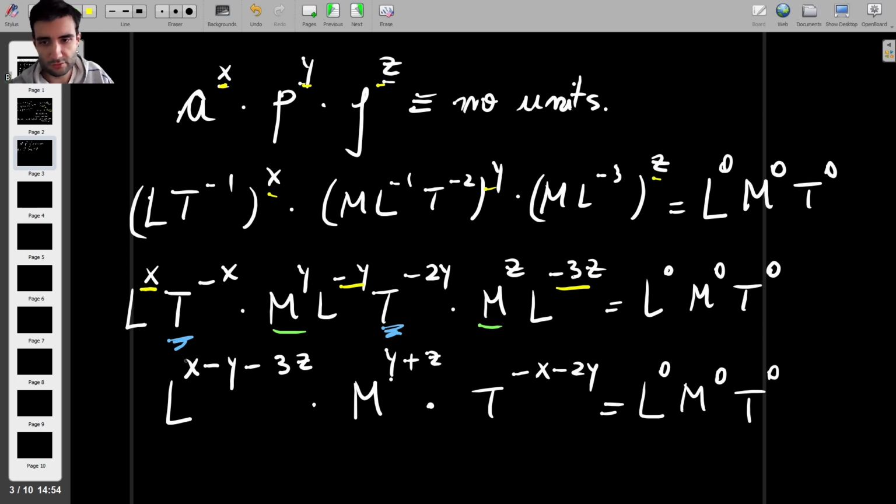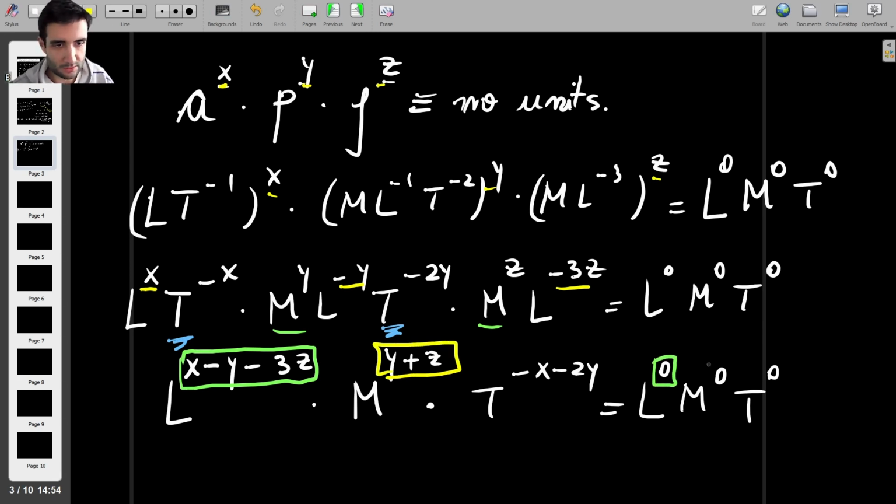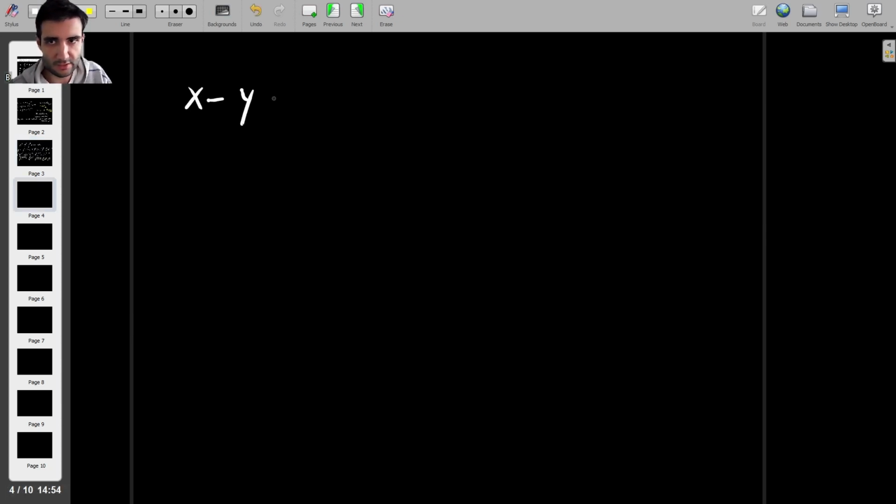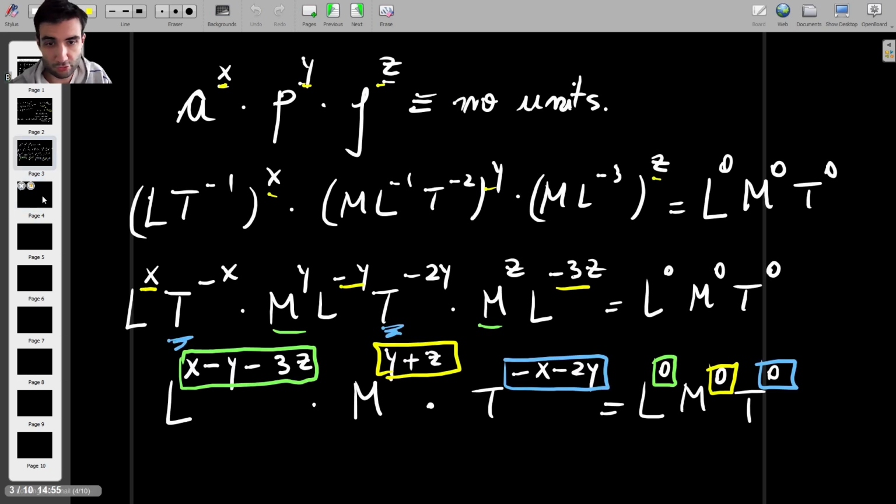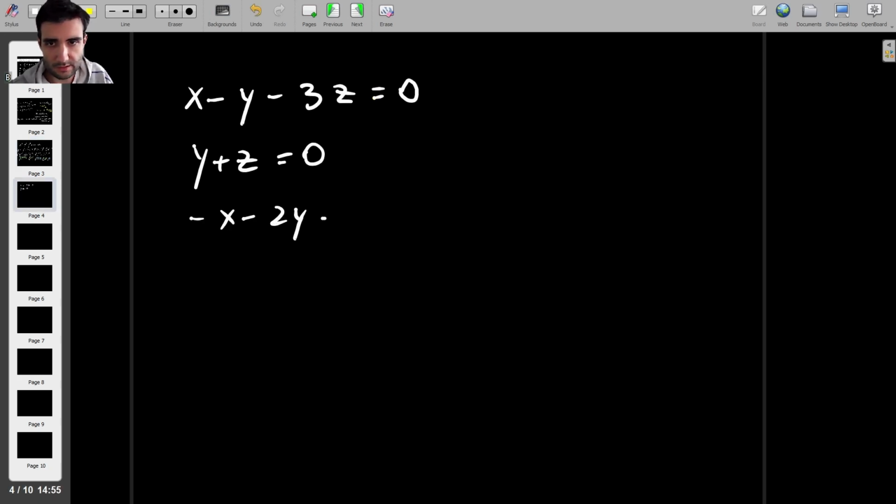So the only thing left to do is to say that for this to be equal to the right hand side, this has to equal this 0, this one has to equal this 0, and this one has to equal this 0. Okay, so let's write them as such. So we have x minus y minus 3z is equal to 0. Then we have y plus z equals 0. And then we have minus x minus 2y is equal to 0.